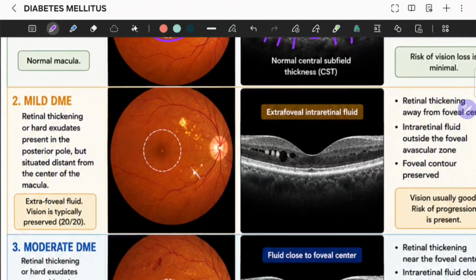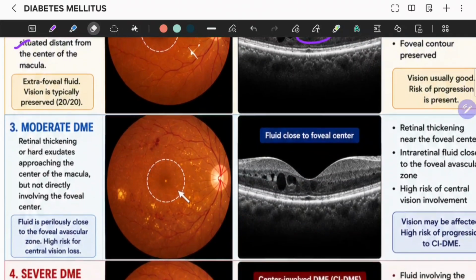Now this edema can be graded into mild, moderate, and severe. When it is mild, there is retinal thickening or hard exudates present in the posterior pole but situated distant from the center of the macula. You can see there are hard exudates, but they are away from the center of the macula. Here also you can see this is the fovea, and these whitish things are exudates, and this is fluid actually. They are present away from the fovea. So that is mild DME.